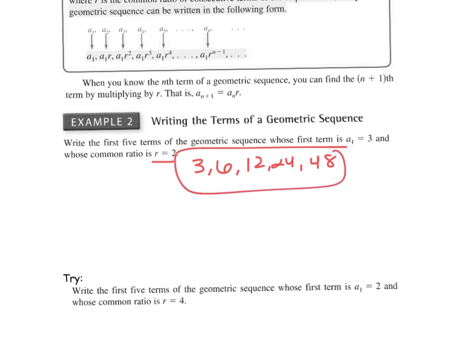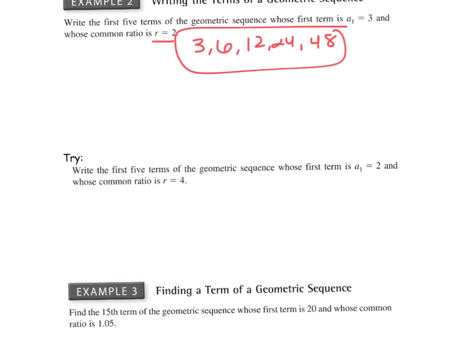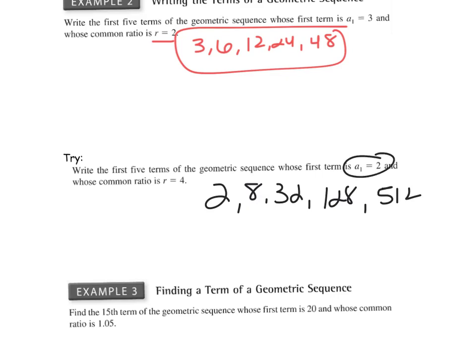I want you to try the next one. Now notice your ratio is 4. All right, hopefully you guys figured out the pattern. The first term was 2, and then you multiply by 4 every time. So that's why you get these terms.